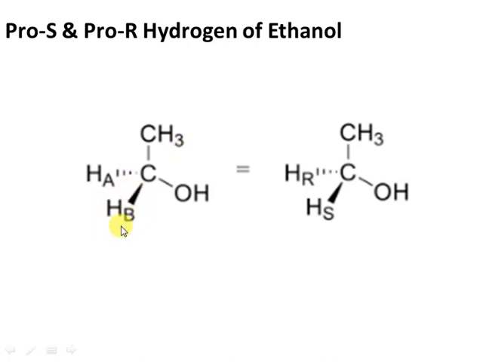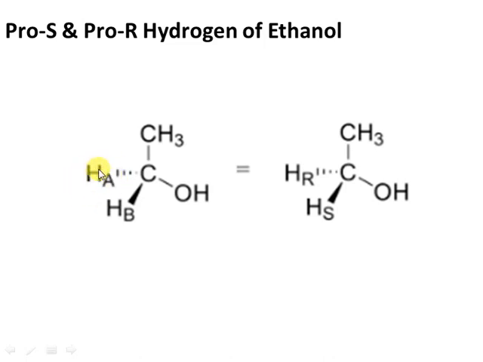So it means that this HB has HS configuration, and we say that HB is pro-S. Why pro-S? Because if we replace this HB with some other group, then in that case the configuration of this carbon will be S, right? Let's consider that we replace the HA with deuterium. In that case you can see that this group will become deuterium.